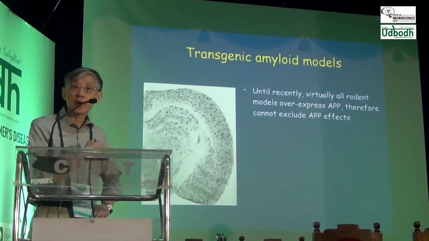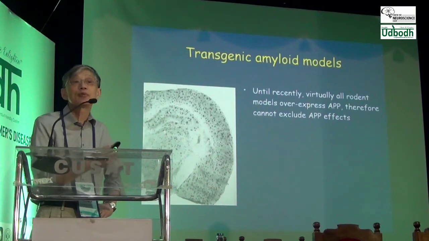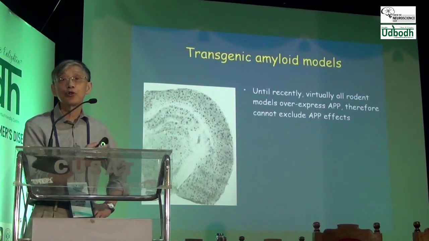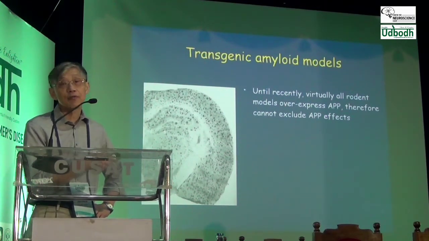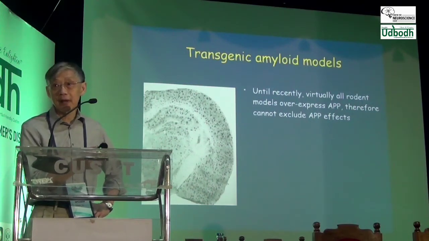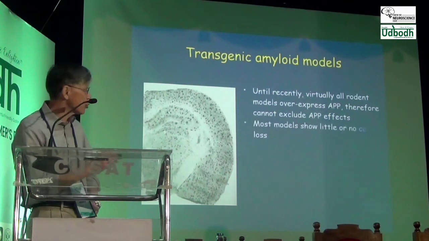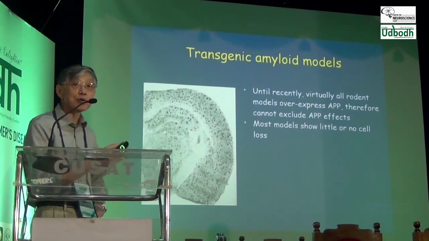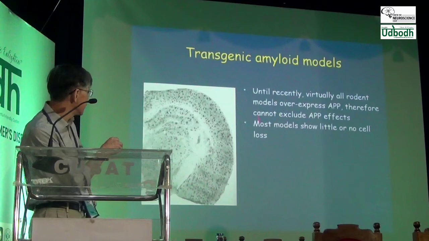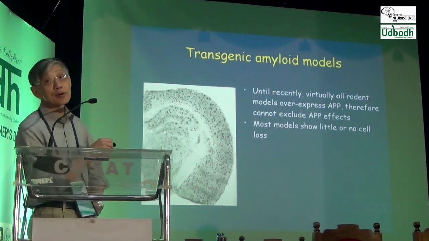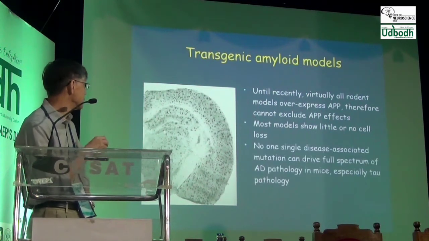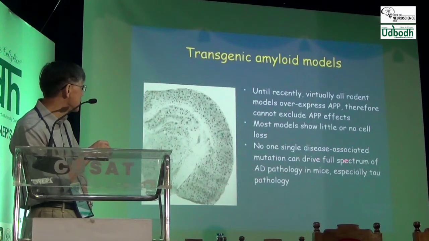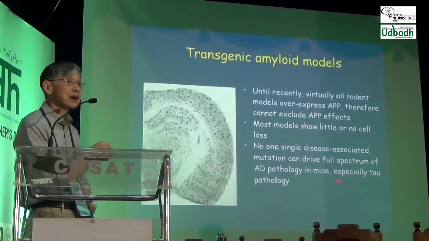Therefore, not only is there an amyloid effect, there is the simple fact that these animals overexpress the human APP gene at supraphysiologic levels. That isn't physiologic, okay? That's number one problem. Most models show little or no cell loss. So even with that amount of amyloid in brain that you can see here, there's very little cell loss. The neurons don't die. And then not one single disease-associated mutation in humans can drive the full spectrum of AD pathology in mice, especially tau pathology.